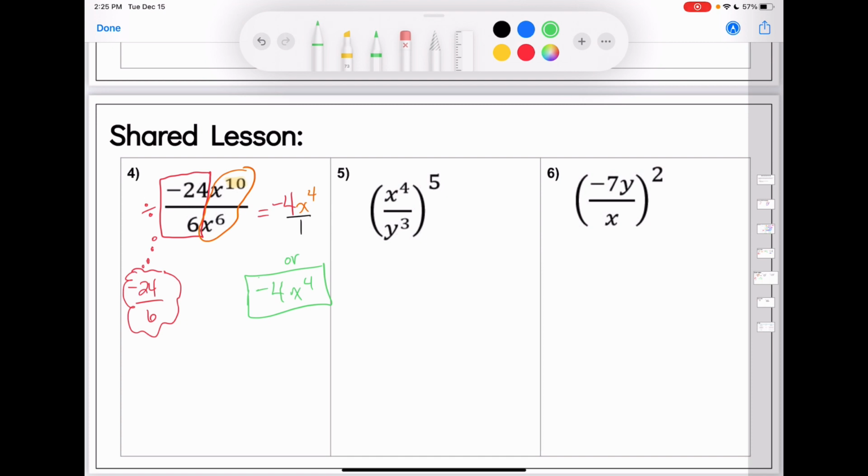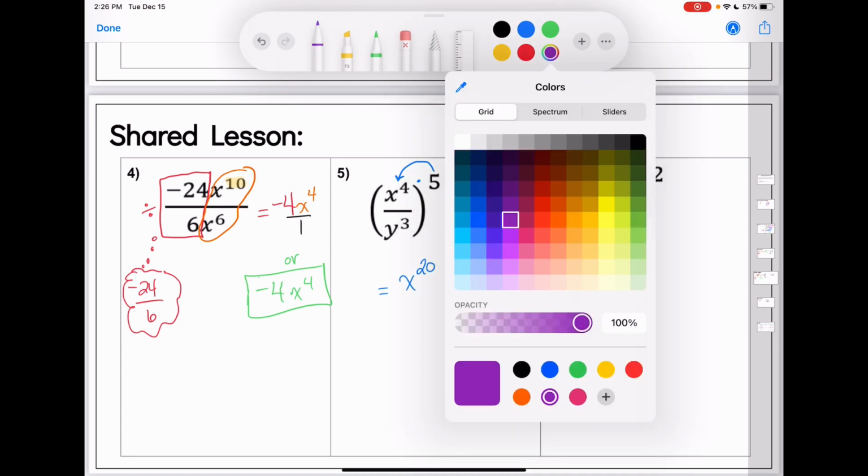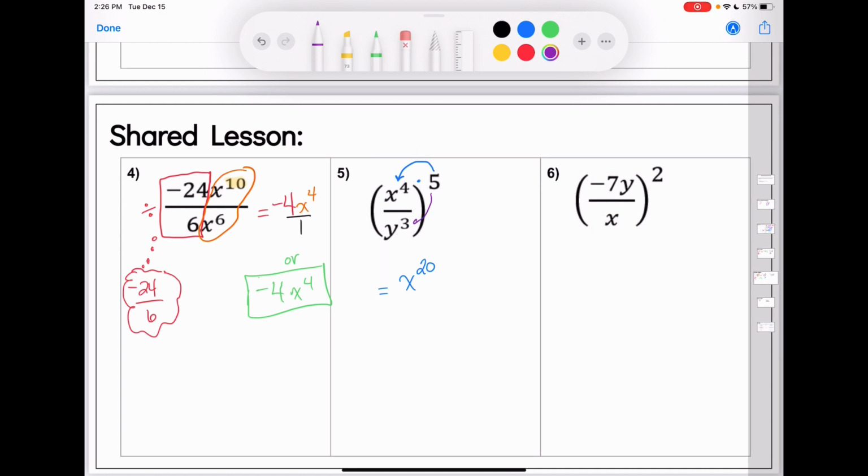All right, number 5 here, I see that I have a fraction inside of parentheses with an exponent outside of it. So I have dividing inside the parentheses, which means I'm going to distribute this exponent to every base inside those parentheses. So x to the 4th to the 5th power. And remember, a power to a power, I'm going to multiply those. So this is going to be x to the 20th on the top. And then down on the bottom, my base is y to the 3rd. Again, power to a power, I'm going to multiply. So I get y to the 15th on the bottom. Now those two are not like bases, so I can't do any more than that.